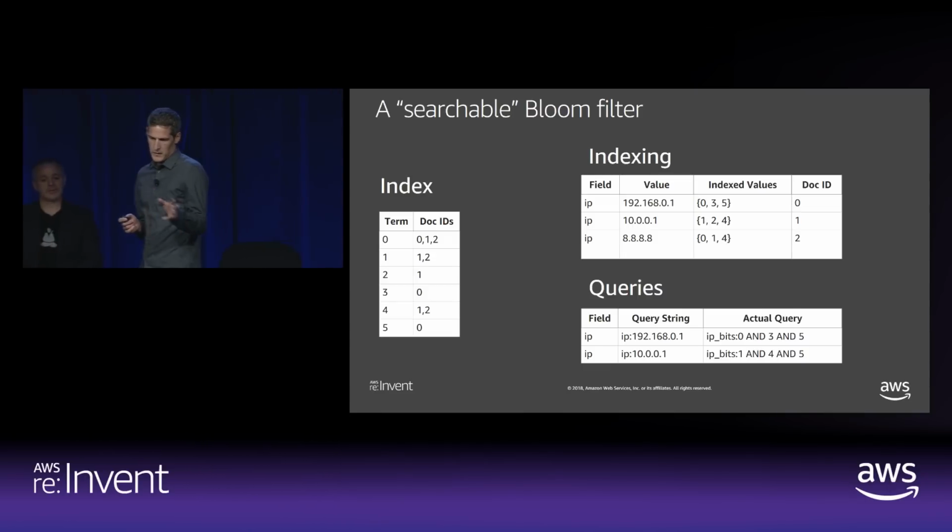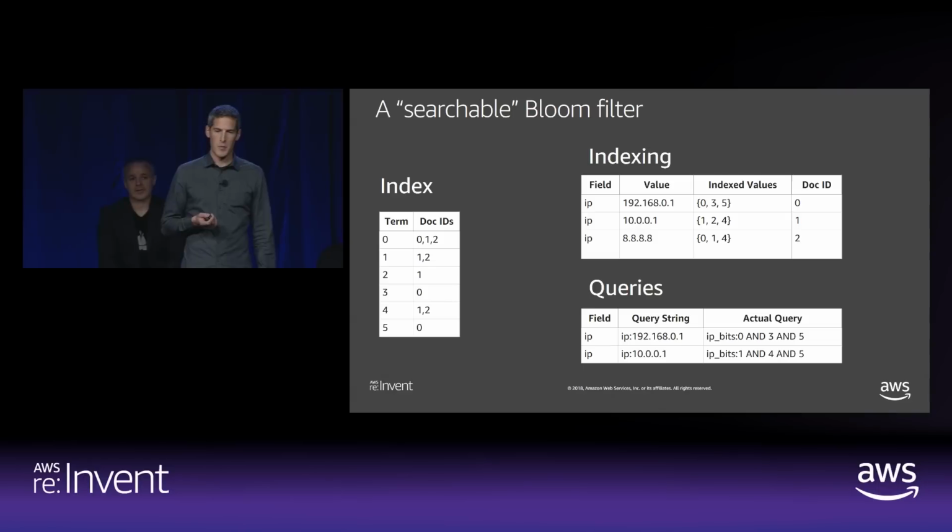So we have an index that looks something like this, where you could take an IP address and say these are the values, the bits that need to be indexed in the filter that will go to a particular doc ID. And this lets us ask of our query system what files may have contained this IP address.